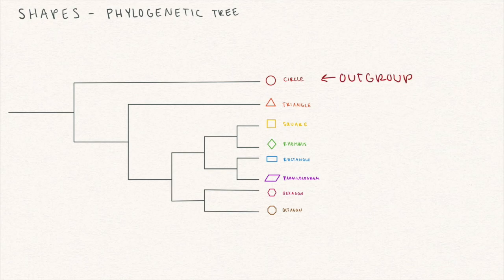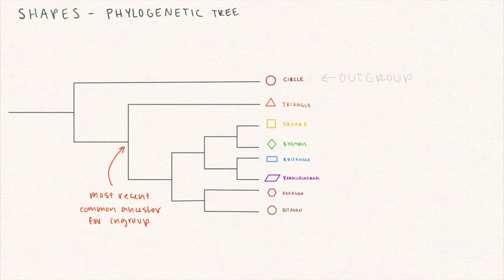Our outgroup is the circle because it is a shape, but we are looking at the relationship between the other 8 shapes based off of their sides and angles. Since the circle has no sides or angles, it is just a reference point for our shapes or OTUs with sides. This point is the most recent common ancestor for our in-group at this node here, where it branches off the first time. This branch splits into the triangle and a common ancestor for the rest of the OTUs. This common ancestor then branches again, and so on and so forth until we get to each of the OTUs.